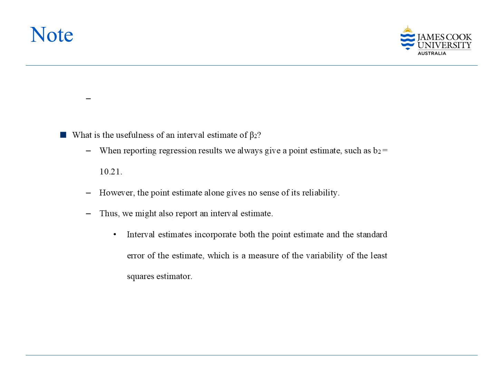So what is the usefulness of an interval estimate of beta 2? This is what we can use it for. When reporting regression results, we always give a point estimate. In our example here, b2 is 10.21. However, the point estimate alone gives no sense of its reliability. Thus, we might also report an interval estimate. Interval estimates incorporate both the point estimate and the standard error of the estimate, which is a measure of the reliability of our least squares estimator. Okay, this is interval estimation.